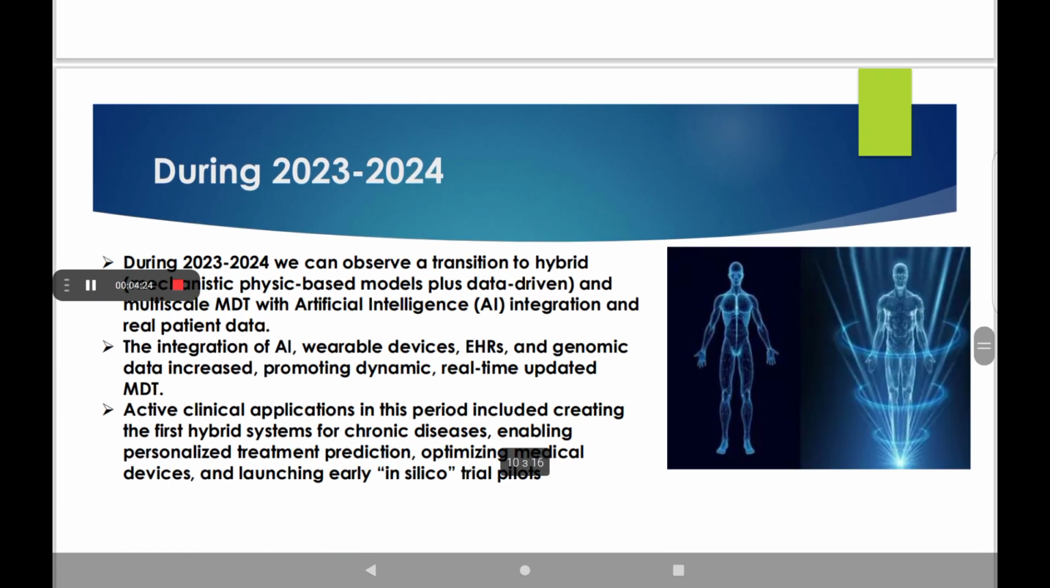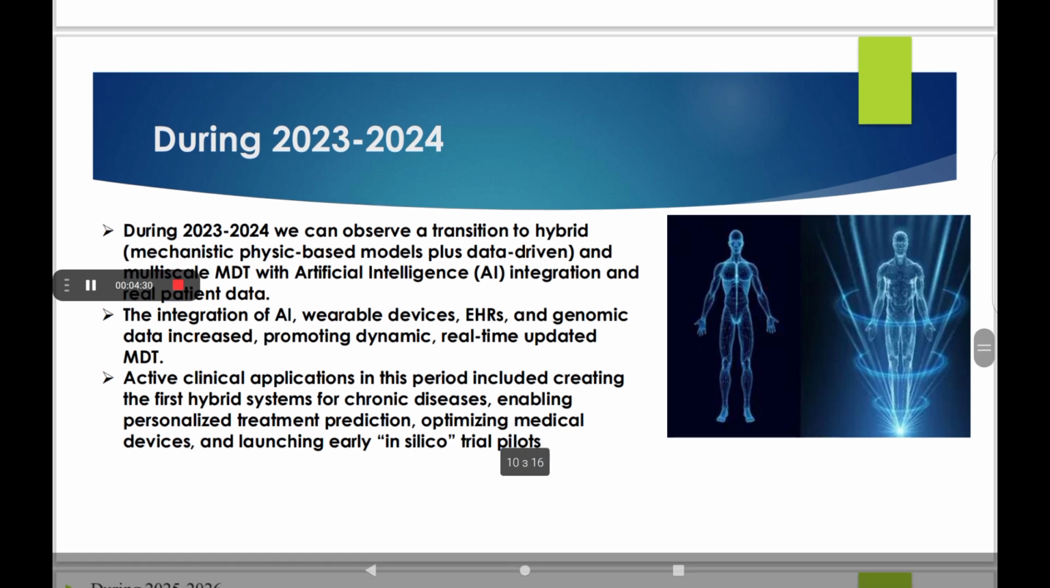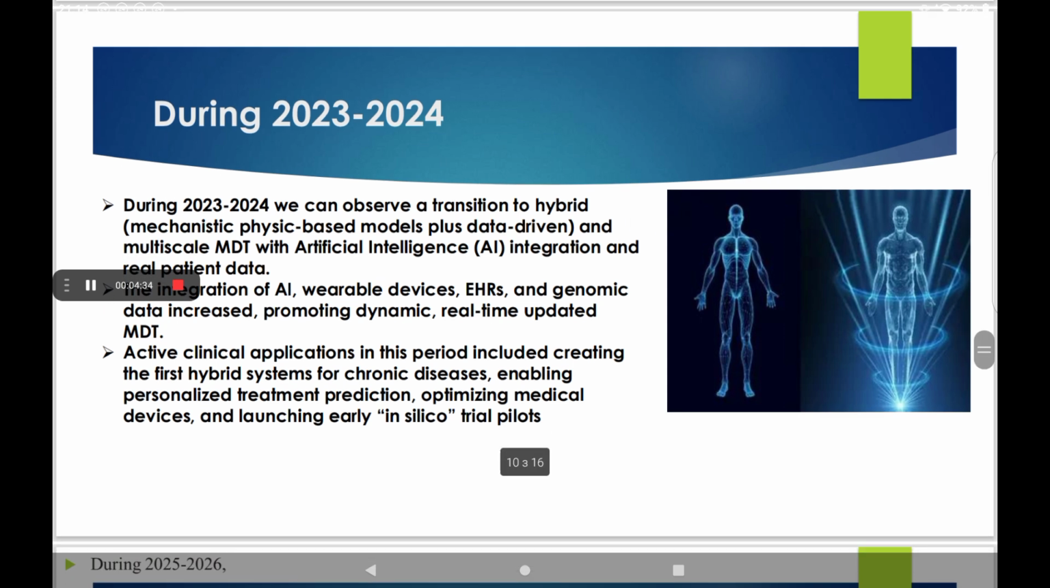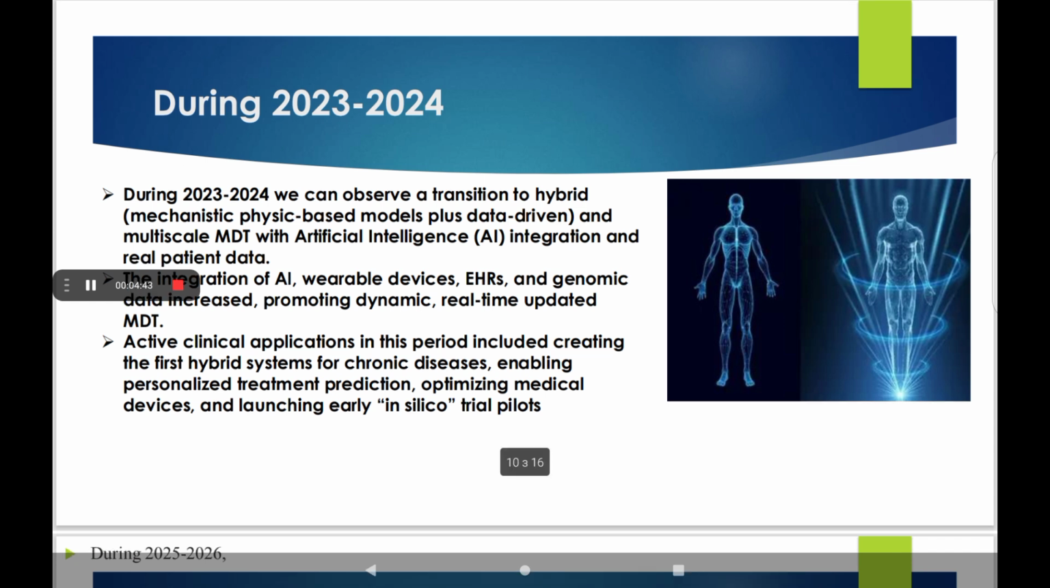During 2023-2024, we can observe a transition to hybrid mechanistic physics-based models plus data-driven and multi-scale medical digital twins with artificial intelligence integration and real patient data.